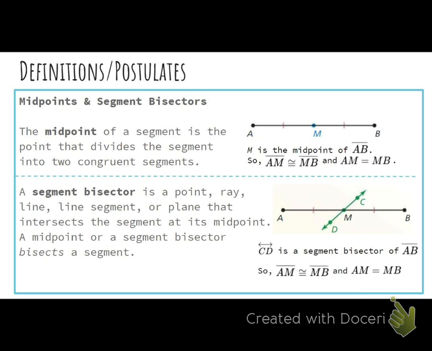So midpoint right in the middle. It makes segment AM equal to segment MB, and we can say segment AM is congruent to segment MB. So midpoint, directly in the middle, creates 2 congruent segments, 2 segments of the same measure. Then we have a segment bisector. It is a ray, a point, a line, a segment, a plane. It can be almost anything.